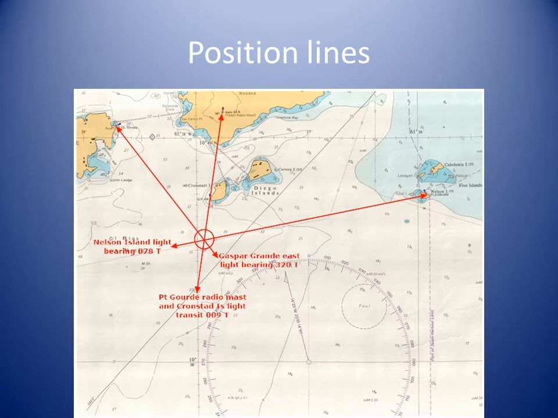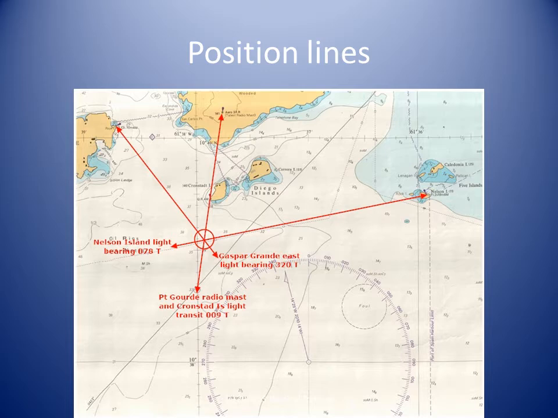from the object. On this slide, the navigator, on passage between Port of Spain and the Grand Boca, took compass bearings of 2 charted objects, the light at the east end of Gaspar Grand and the light on Nelson Island. He also has the transit provided by the radio mast on Point Goward and the light on Kronstadt Island.